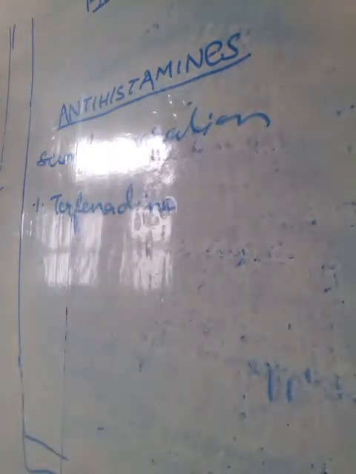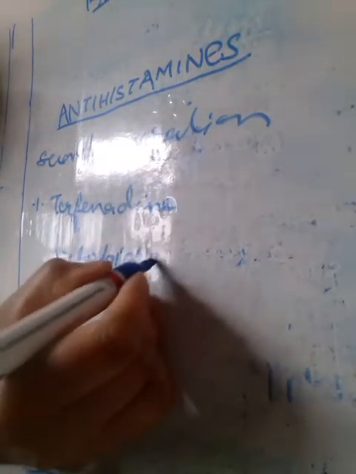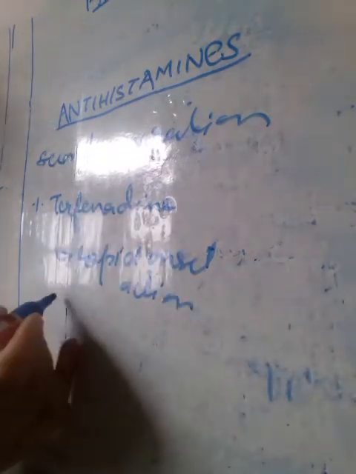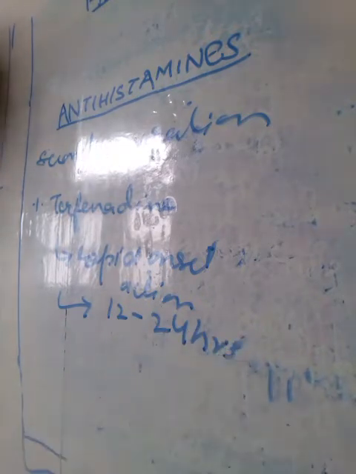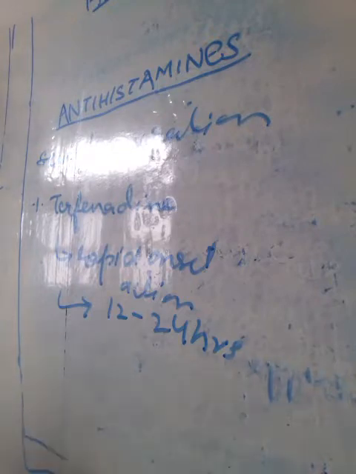Second generation drugs include, first, terfenadine. Terfenadine is one of the drugs among the second generation drugs. It has a rapid onset of action and its effect remains for 12 to 24 hours. This drug is also used for allergic reactions.